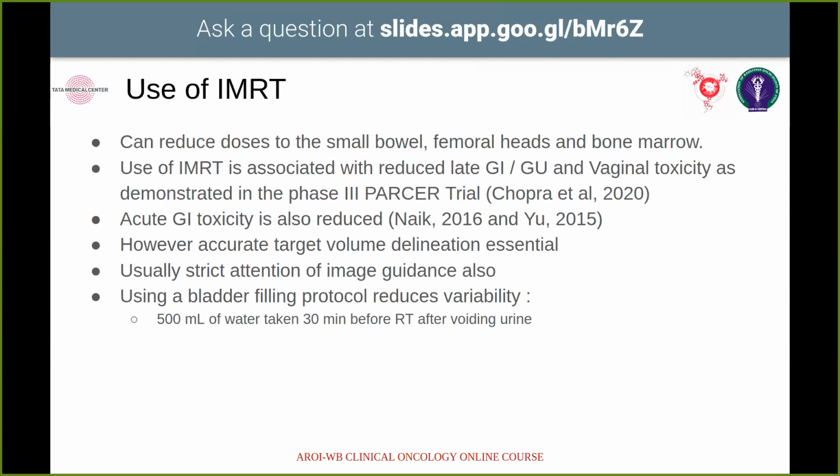You all know the use of intensity modulated radiotherapy. And this has been convincingly demonstrated in the recently reported PARSER trial, that the use of IMRT is associated with substantial reduction in the late GI, GU, and vaginal toxicity. However, the use of IMRT requires stringent quality assurance because treating the pelvis with IMRT is not easy. It is useful to consider using a bladder filling protocol because it reduces the variability. Our protocol is 500 ml of water to be taken 30 minutes before the radiotherapy, after voiding the urine. And this is what we follow for all pelvic malignancies.